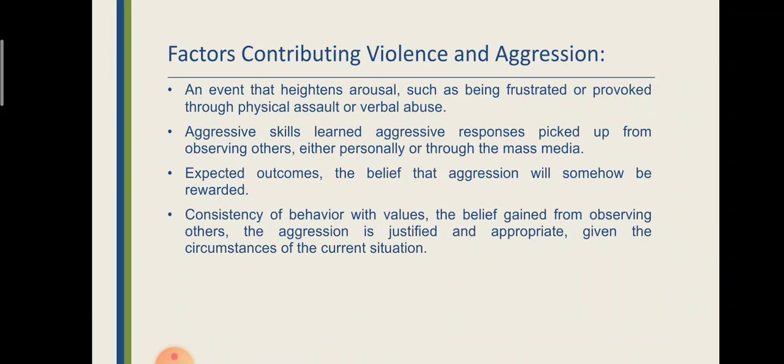What are the factors that contributes violence and aggression? So, unsa kuno yung mga factors that help produce violence and aggression. So, first, an event that heightens arousal such as being frustrated or provoked through physical assault or verbal abuse. So, kana kunong social learning theories have said that there are factors that help produce violence and aggression.